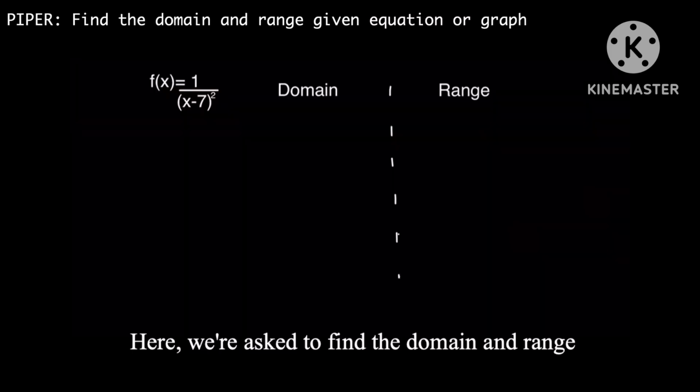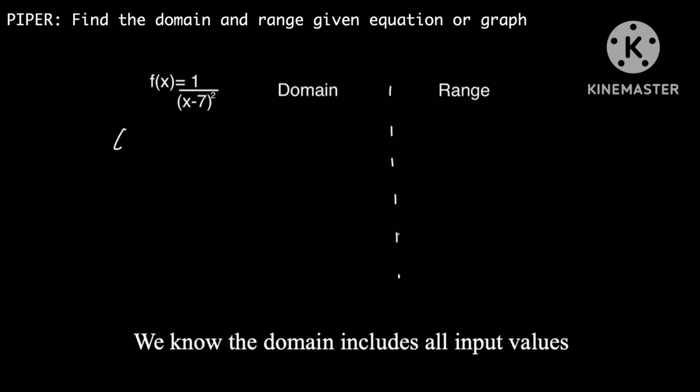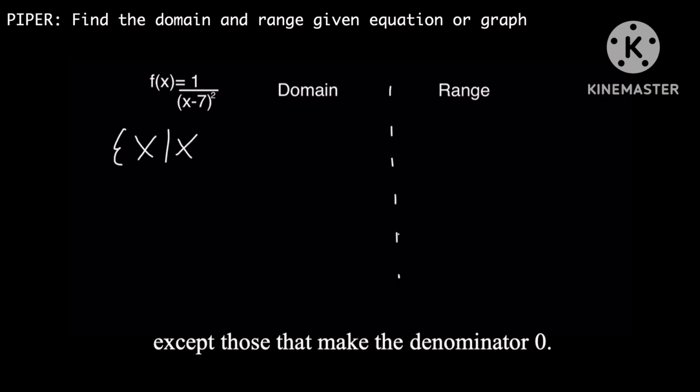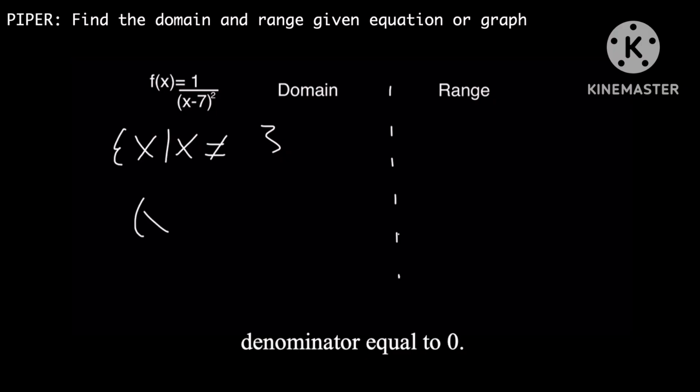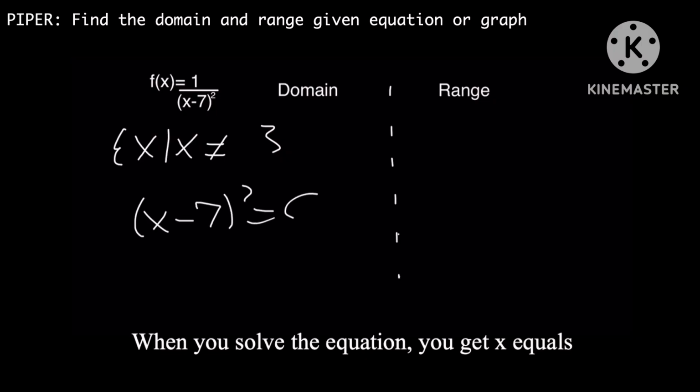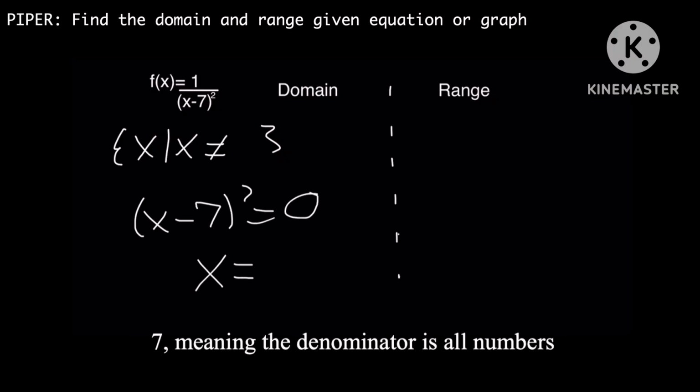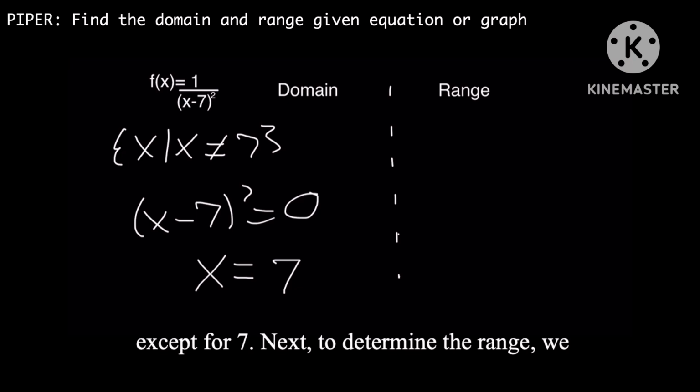Here, we're asked to find the domain and range of a given function. We know the domain includes all input values except those that make the denominator 0. So, to find the domain, we must set the denominator equal to 0. When you solve the equation, you get x equals 7, meaning the domain is all numbers except for 7.